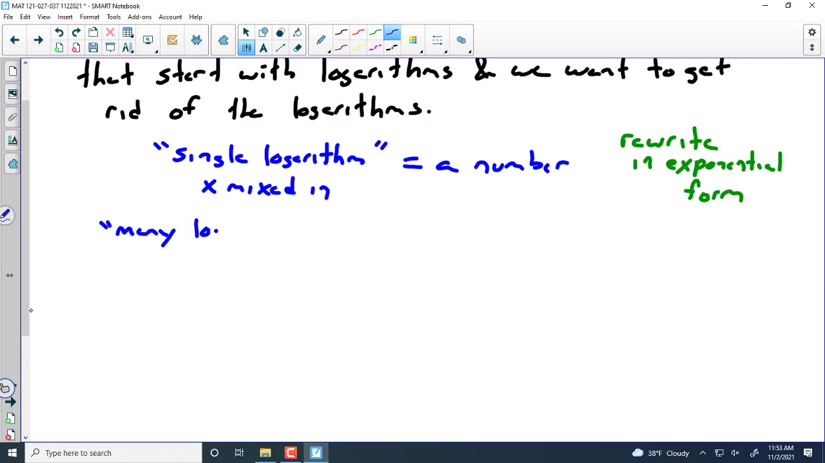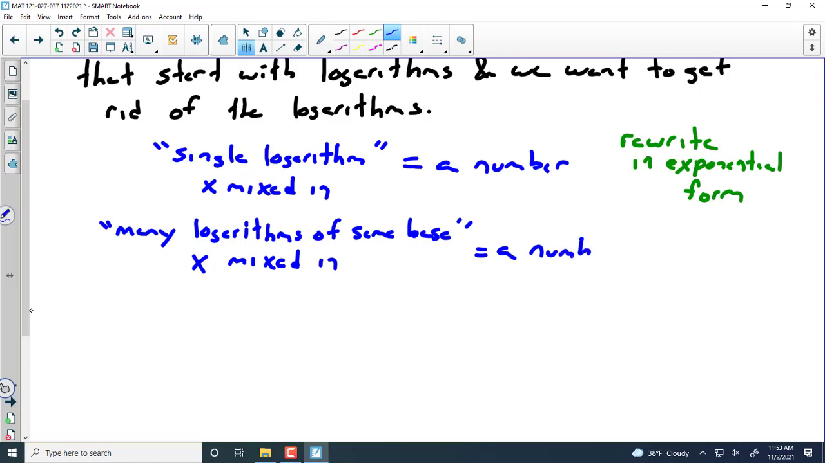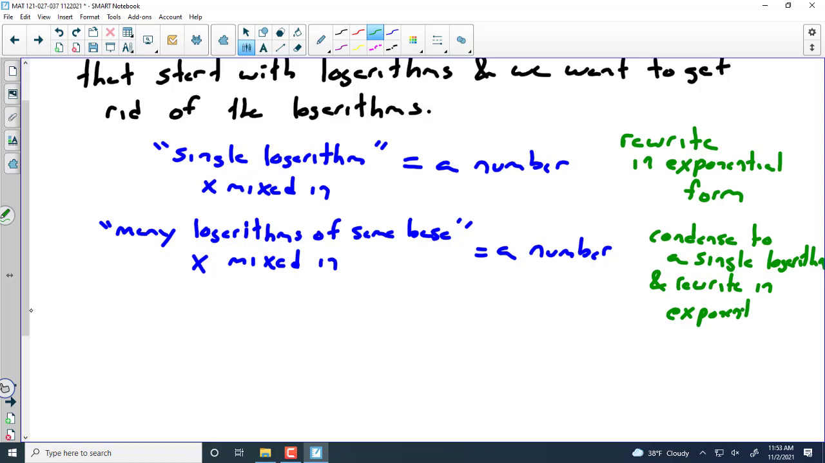If you have many logarithms of the same base with x mixed in equals a number, you condense to a single logarithm and rewrite in exponential form.